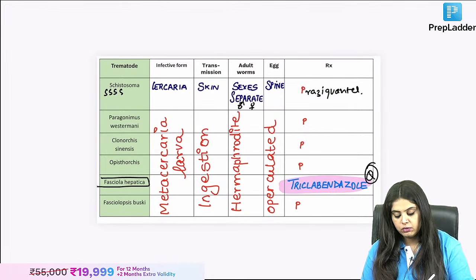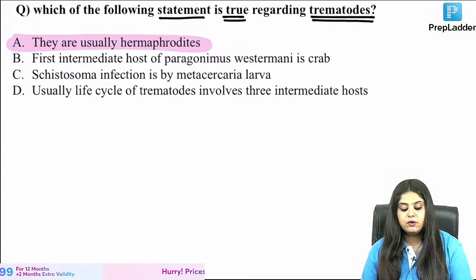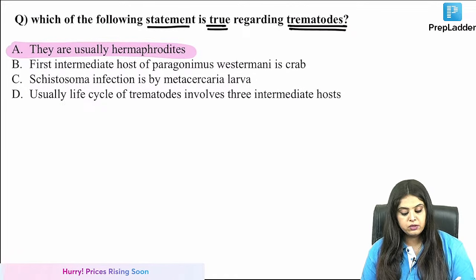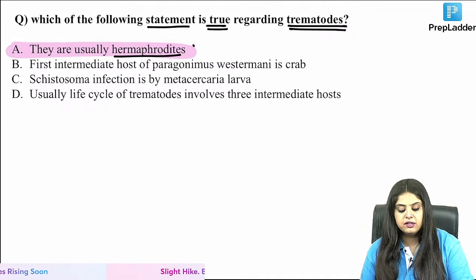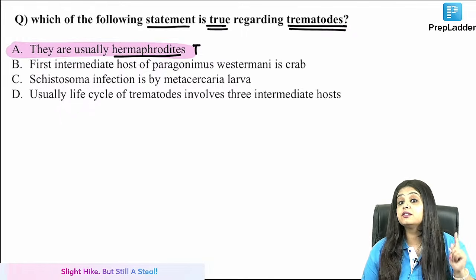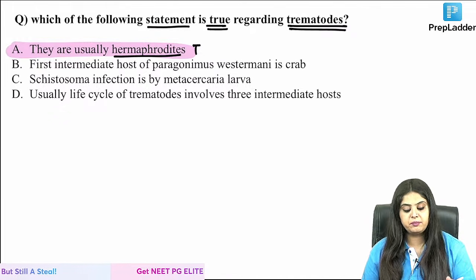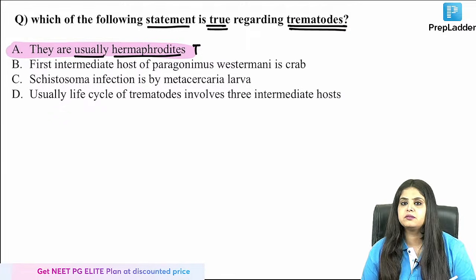Now I can get back to the question that we had. Which of the following statements is true regarding trematodes? Trematodes are hermaphrodites. Yes, all trematodes are hermaphrodites, but Schistosoma has separate sexes, so the statement saying they are usually hermaphrodite is fine. Okay.